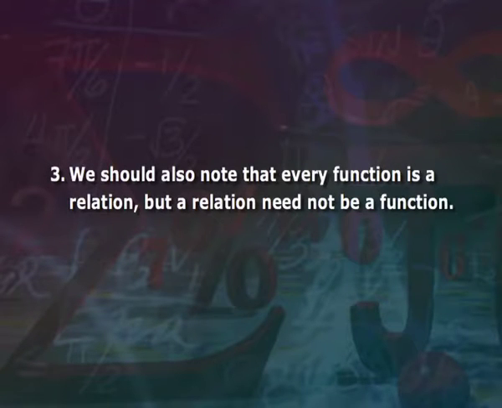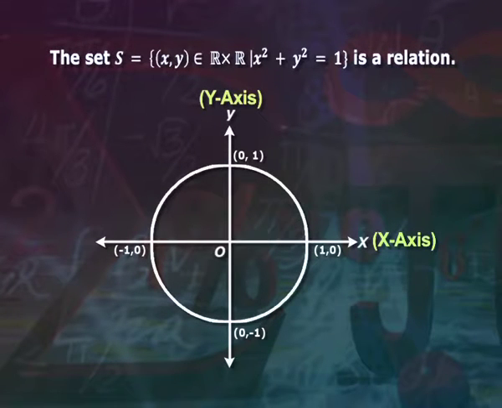3. We should also note that every function is a relation, but a relation need not be a function. The earlier considered set S equal to the set of ordered pairs (x, y) in R² such that x² + y² = 1 is a relation, but this relation is not a function. This relation fails to be a function for two reasons. Number 1, with x equal to 2, there is no related value y. 2. With x equal to 0, there are more values related. Here, (0, 1) and (0, -1) are in S.